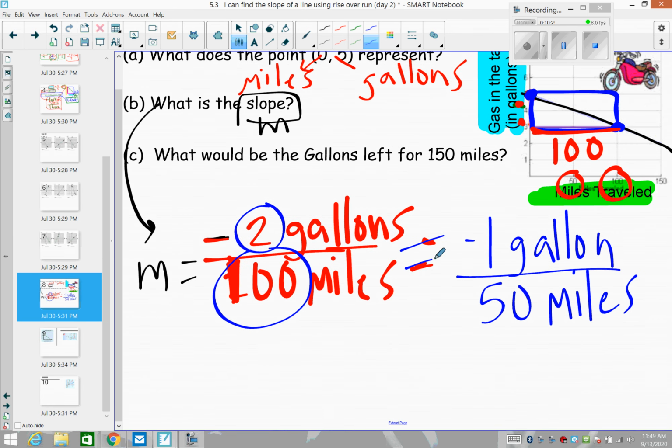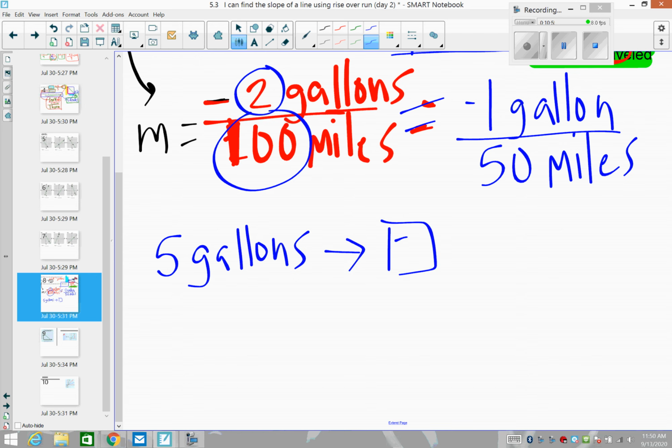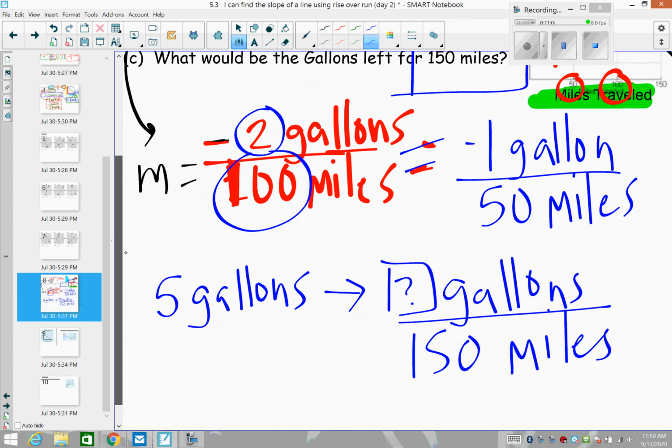Now these are equal. Those are equal. The reduction in gas is happening at the same speed. So what would be the gallons left for 150 miles? So if we start with 5 gallons, I'm just going to mental math it. What would be the gallons left for 150 miles? So I'm going to have you pause the video at this point and kind of problem solve that.